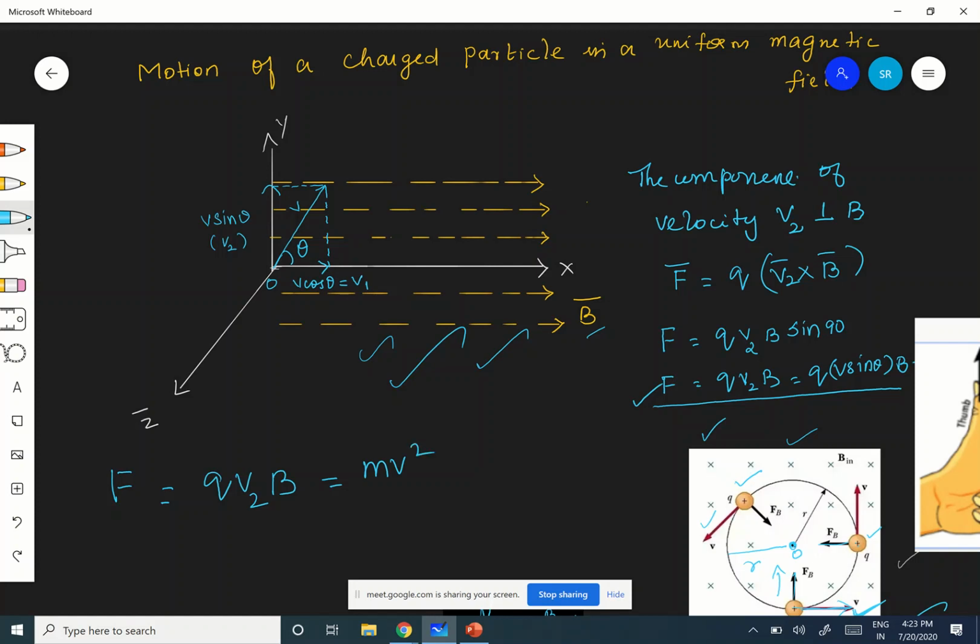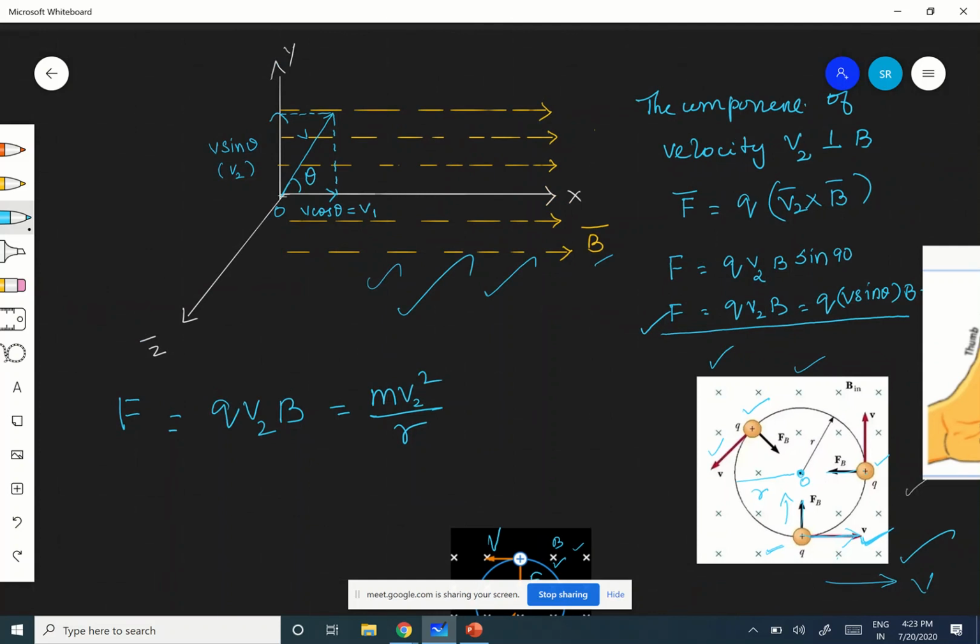Therefore, it is mv squared by r, right? mv squared by r. Which v is that? It is v2. So far we are dealing only with one component of velocity, that is the vertical component along OY. Okay, we have not considered the component of velocity along OX so far, that is v cos theta. That we will come to later. First, we are concentrating only on one component of velocity, that is v sin theta, that is v2. Therefore, q v2 B is equal to mv2 squared by r. Right? Therefore, v2 will cancel.